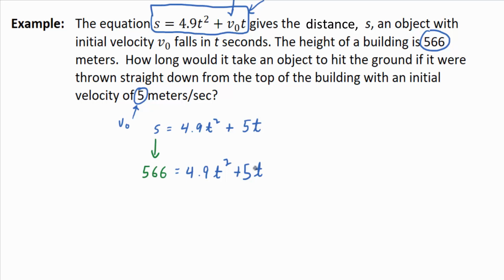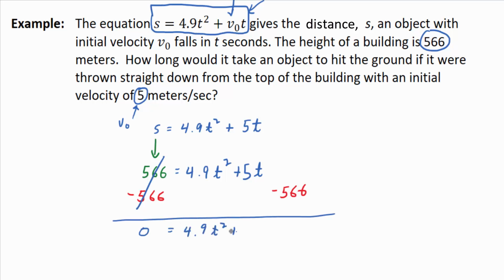Okay, so what do we do? What kind of equation is that? Quadratic, what a surprise, right? Okay, what do we have to do to solve an equation like that? Don't yawn, you're going to make me yawn. Come on, man. I'm going to leave that in the video. So we're going to subtract 566 from both sides. And we'll have 0 on that side equals 4.9 t squared plus 5t minus 566. Like that.